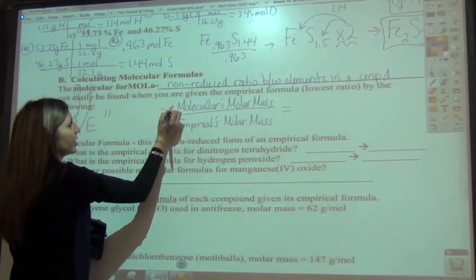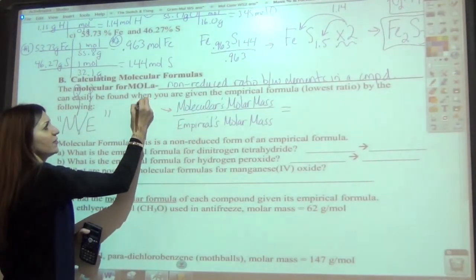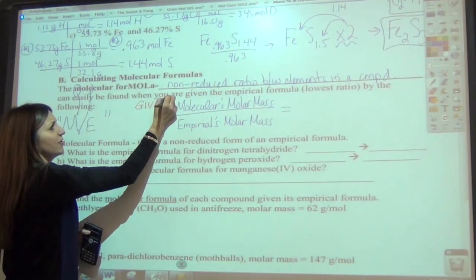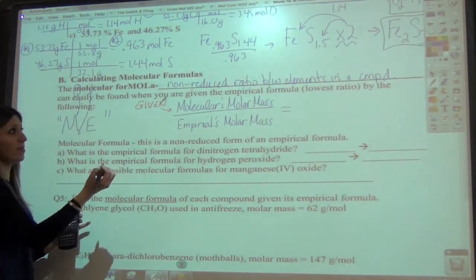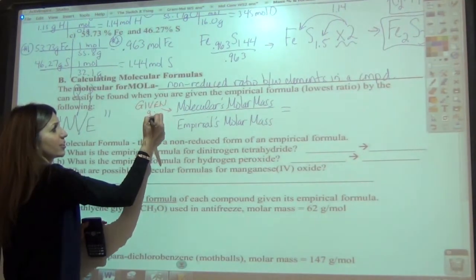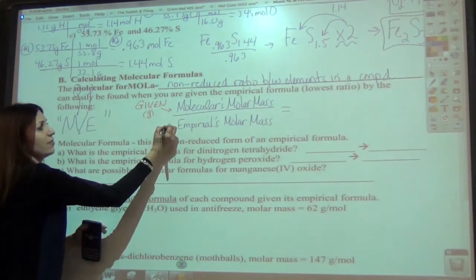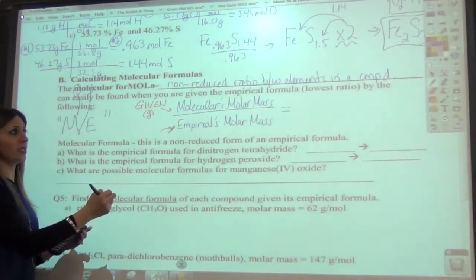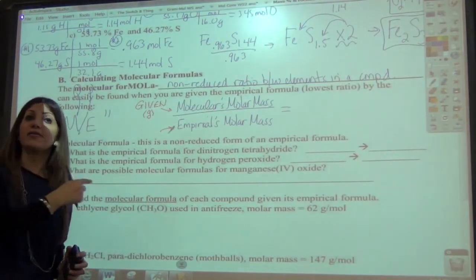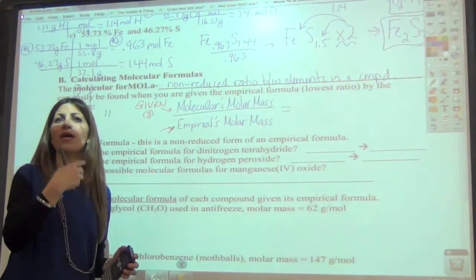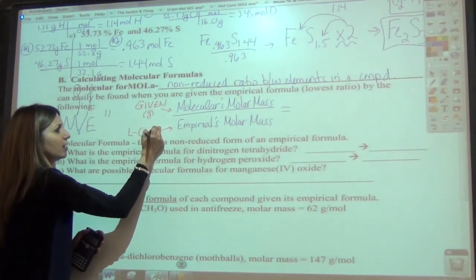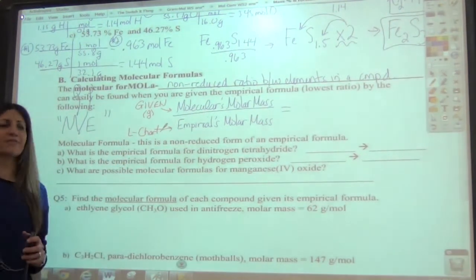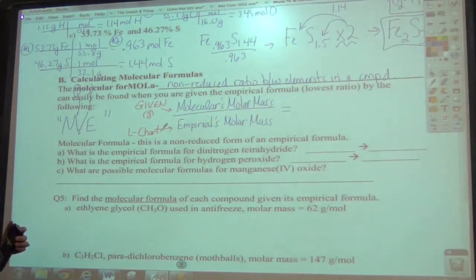This molecular one is going to be a mass that is given to you. It's given in the problem. Okay, it has to be given in the problem. So they're going to give you the mass. It'll be like usually in grams. This one here, the empirical formula, they'll either give you the formula for it, or you'll have to find the empirical formula, and you need to L-chart it. You're going to L-chart to find your molar mass of your empirical formula.